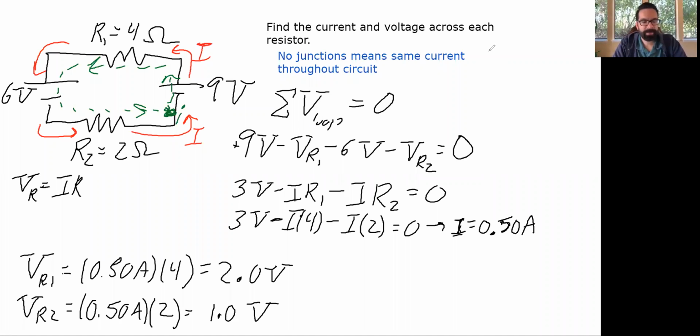Okay, so we did this example here. It was kind of more difficult than the previous one, where we had to use the loop law. We did use the junction rule, although that junction rule showed us that we didn't really need it. What the junction rule showed us is that the current stays the same throughout the circuit, right? That's what we see here when we said no junction means same current throughout circuit. Okay, so let's do another one, a little bit harder than the one I just showed you.